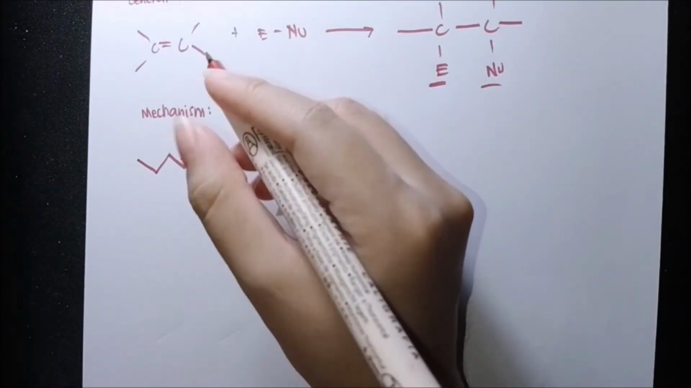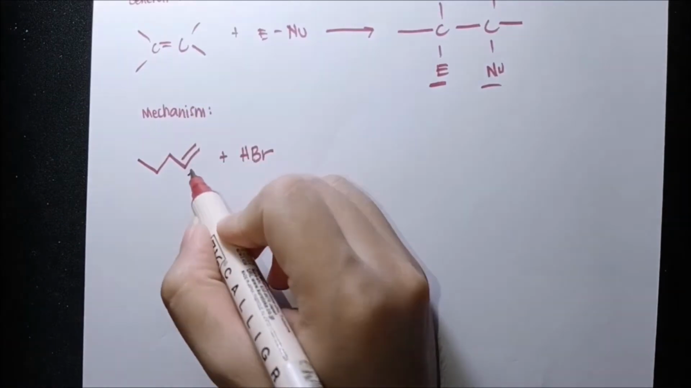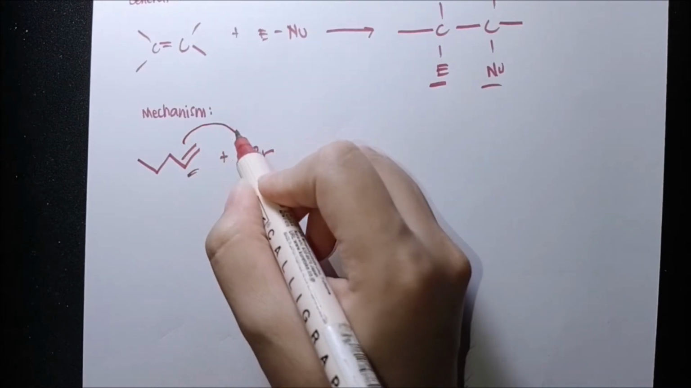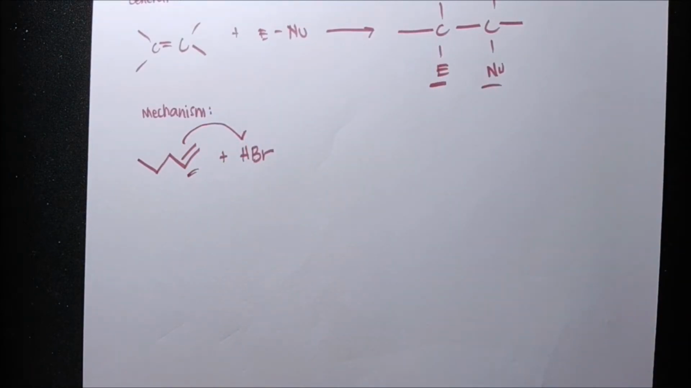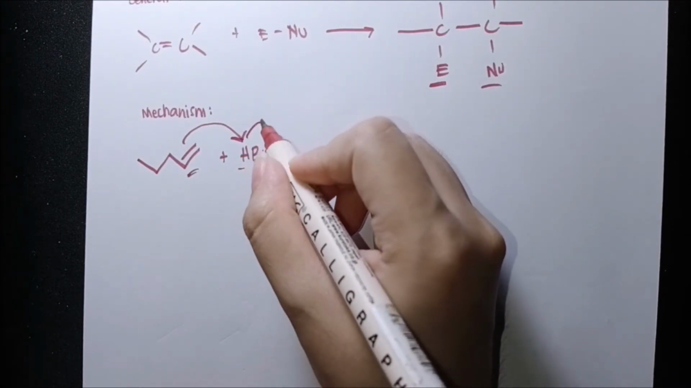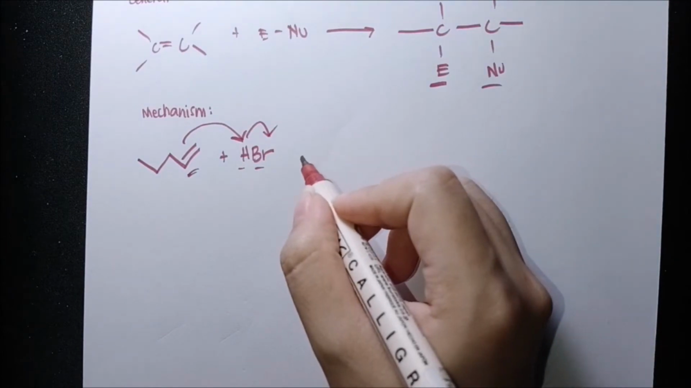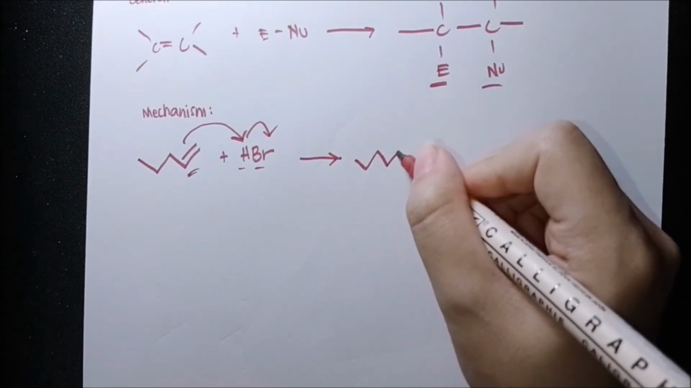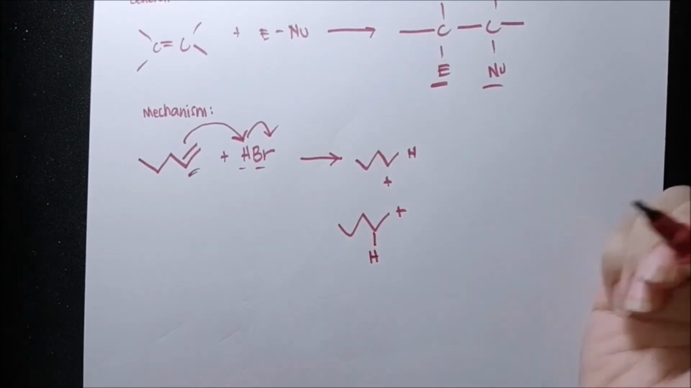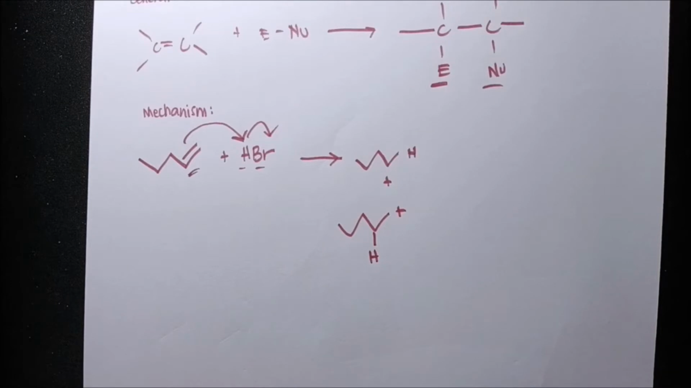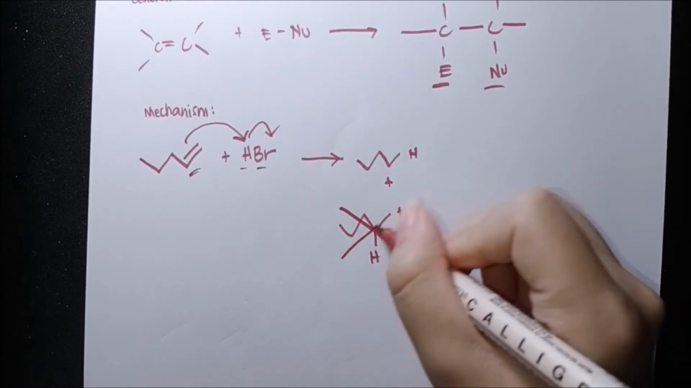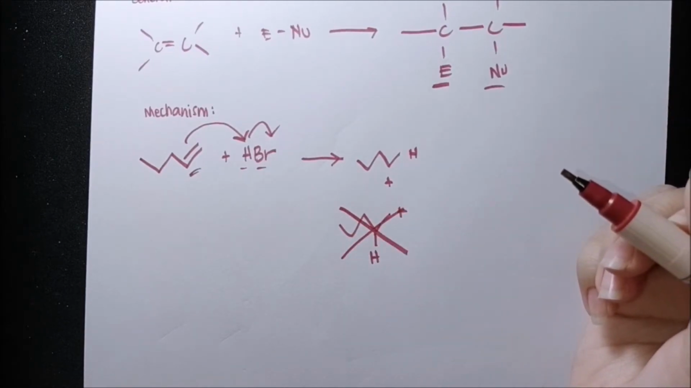Now, for its mechanism, let us recall that the double bond here in 1-pentene is nucleophilic, or electron-rich, and so it would be attacked by electrophiles such as our hydrogen here in hydrobromic acid. Then the bond between hydrogen and bromine will break, leaving us with either a secondary carbocation or a primary carbocation, depending on where the hydrogen will attack. But again, we know that a secondary carbocation is more stable, and so we will go with this one instead of the primary carbocation.